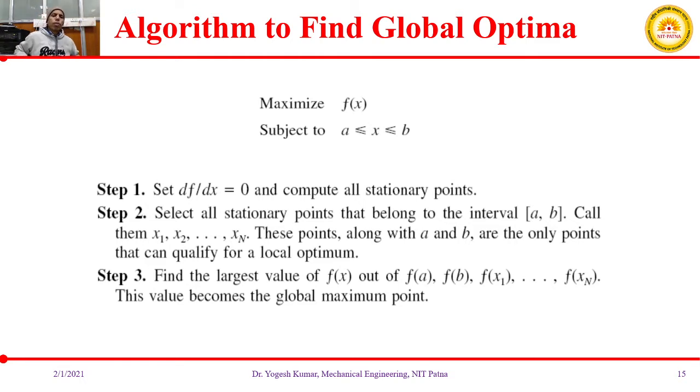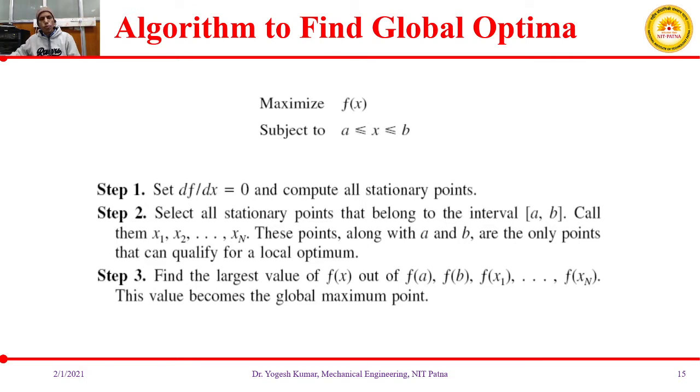Okay, so we have a function f(x), and we are supposed to maximize it for the interval varying from a to b. So your x is varying from a to b. The algorithm to find the global optimum value, either maxima or minima, is that we will continue the same process: we will take the first derivative of the given function f(x), so this will be df(x)/dx equal to 0.